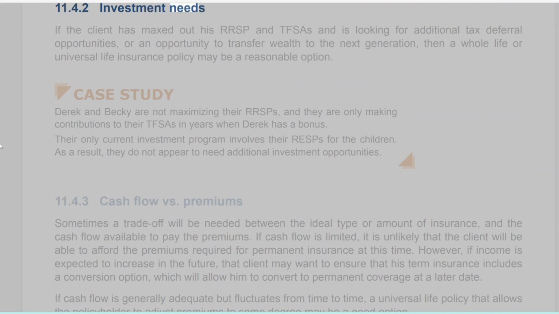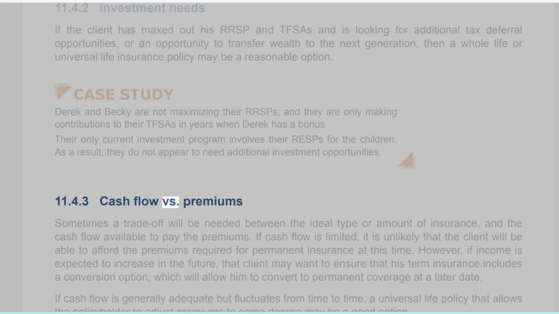1.4.2 Investment needs. If the client has maxed out his RRSP and TFSAs and is looking for additional tax deferral opportunities, or an opportunity to transfer wealth to the next generation, then a whole life or universal life insurance policy may be a reasonable option. Case study. Derek and Becky are not maximizing their RRSPs, and they are only making contributions to their TFSAs in years when Derek has a bonus. Their only current investment program involves their RESPs for the children. As a result, they do not appear to need additional investment opportunities.